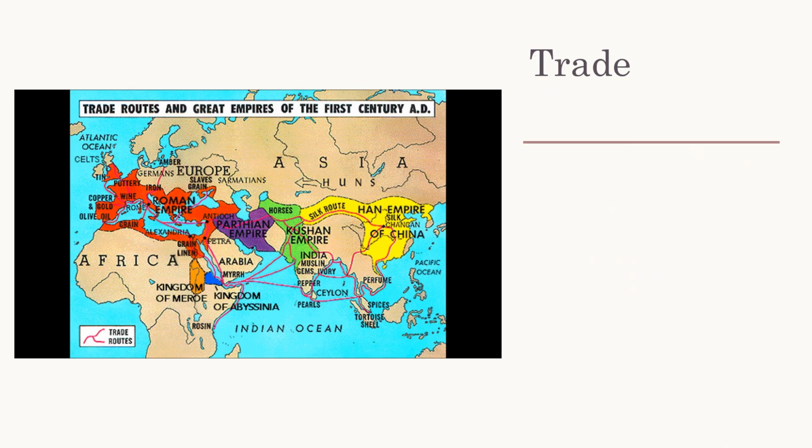The last bit that we talk about here is trade. Trade routes saw the relocation, then expansion of languages, religions, and cultural traits as people interacted culturally as well as economically. So we see the Roman Empire, the Silk Road through Han China, the Kushan Empire and the Parthian Empire.